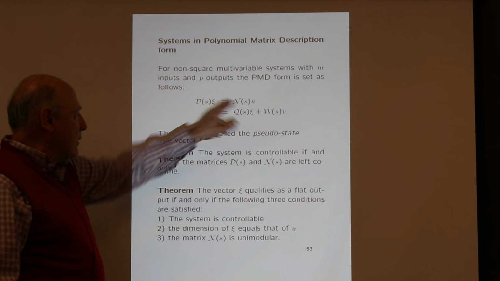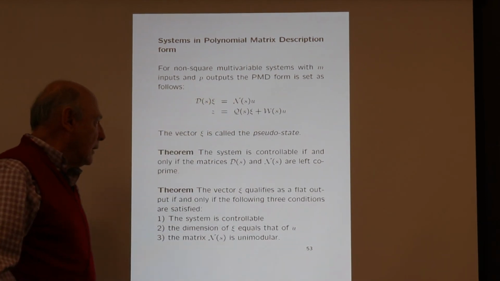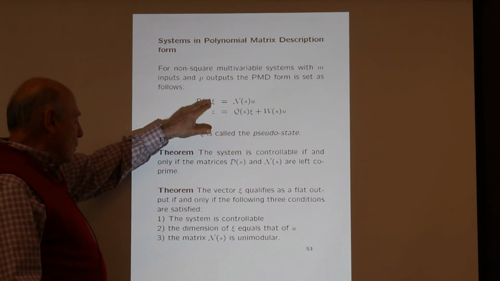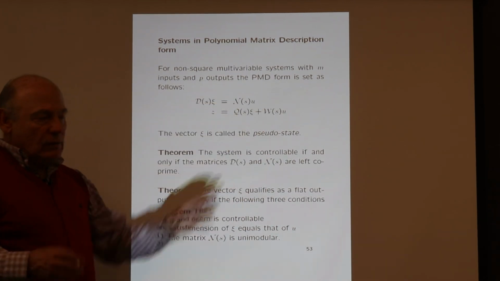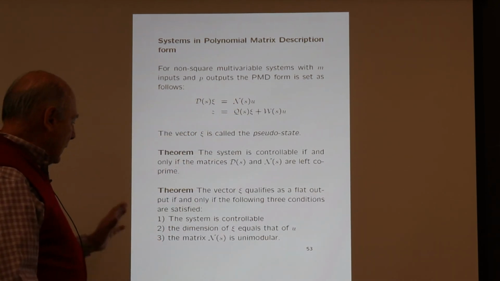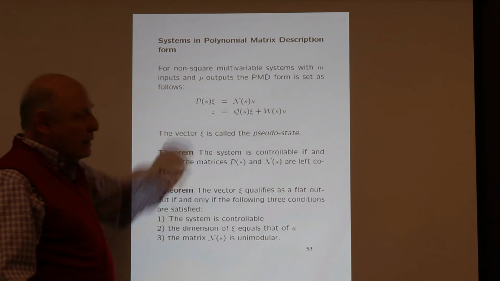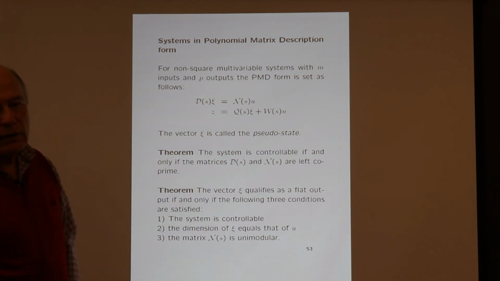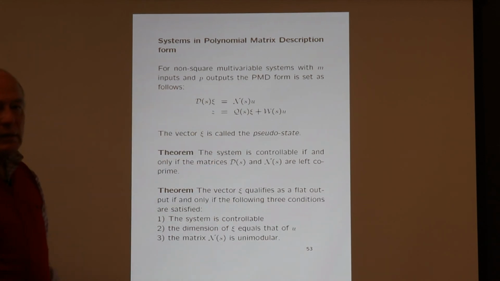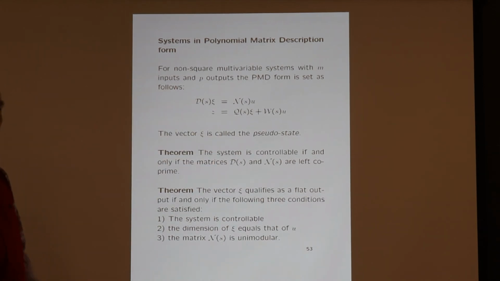First of all, the system is controllable. That means that D and N are coprime matrices. Second, the dimension of C equals that of U, so that this is a square system. That's very important. And then the other one is that N has to be unimodular. If those three conditions are satisfied in this representation, then the system is flat. And the flat output is C.